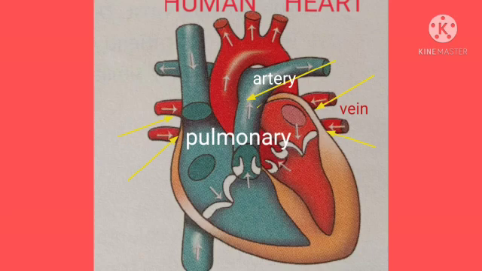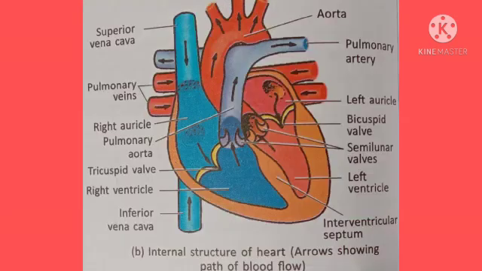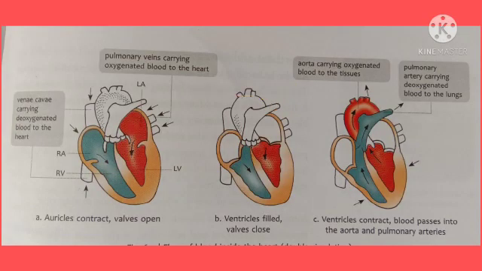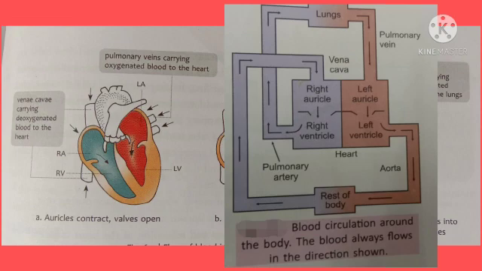Pulmonary artery and pulmonary vein. Pulmonary artery carries deoxygenated blood from the right ventricle to the lungs for oxygenation, while pulmonary vein brings oxygenated blood from the lungs to the left auricle.